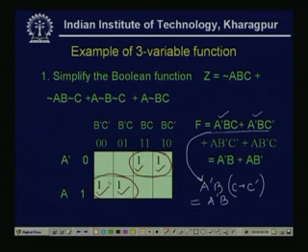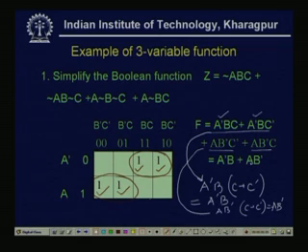Similarly, for the other couple, the min terms are a b bar c bar and a b bar c. If we take the second couple and take a b bar common, then it will be c plus c bar, and this will be equal to a b bar. So, I get a bar b plus a b bar.